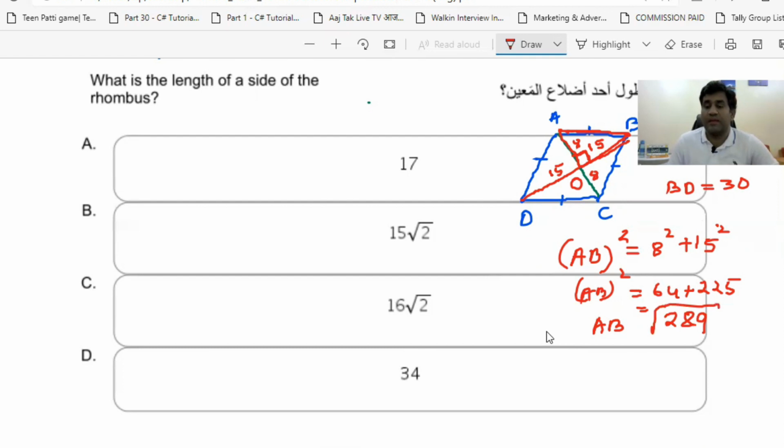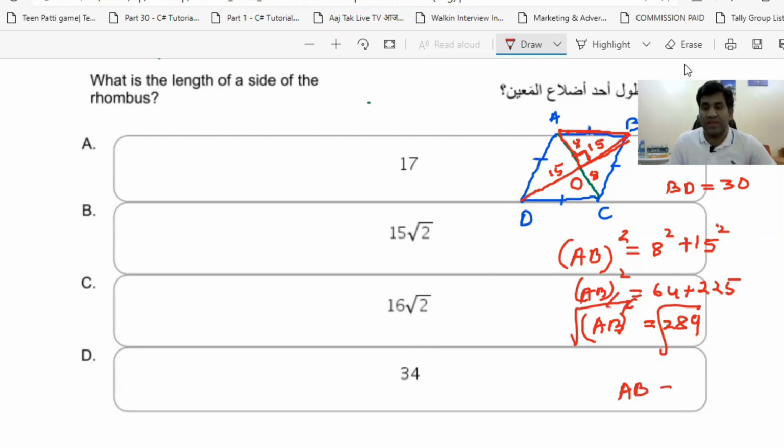I am saying that because to get rid of the square, look at what is happening here. We are getting this result here as 289. This is AB square is equal to 289. Now I have to get rid of the square from this side. To get rid of the square from AB, I have to put a square root. When we put a square root, the square gets cancelled.